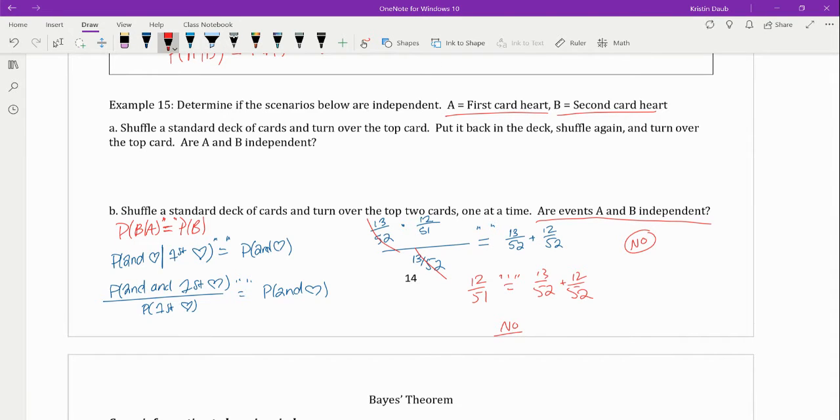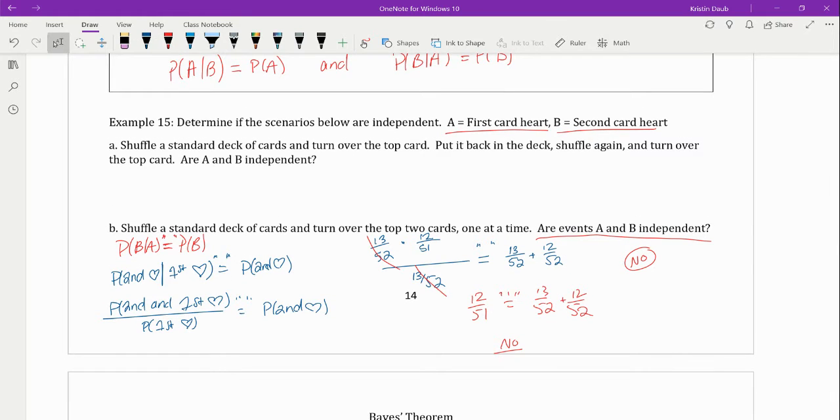Okay, let's look at part A. The difference between part B and part A: in part B, I'm not putting my card back in the deck. I just turn it over and then I turn the next one over. Now in part A, I turn over the top card, I look at what it is, then I put it back in the deck. This is really, really important. This has really big consequences for us. I'm going to shuffle them up again, and then turn over the top card again.